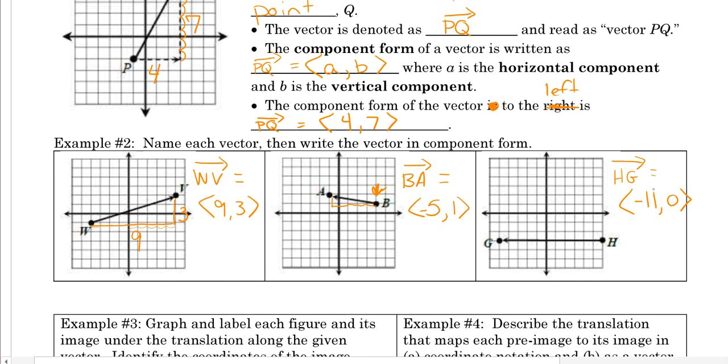In the last portion of example 2, we have vector HG, and again we can tell that H is our initial point because the vector is moving away from H to G, which would be our terminal point, and it is moving horizontally -11 spaces, and it is not moving up or down, so our vector component would be -11, 0.